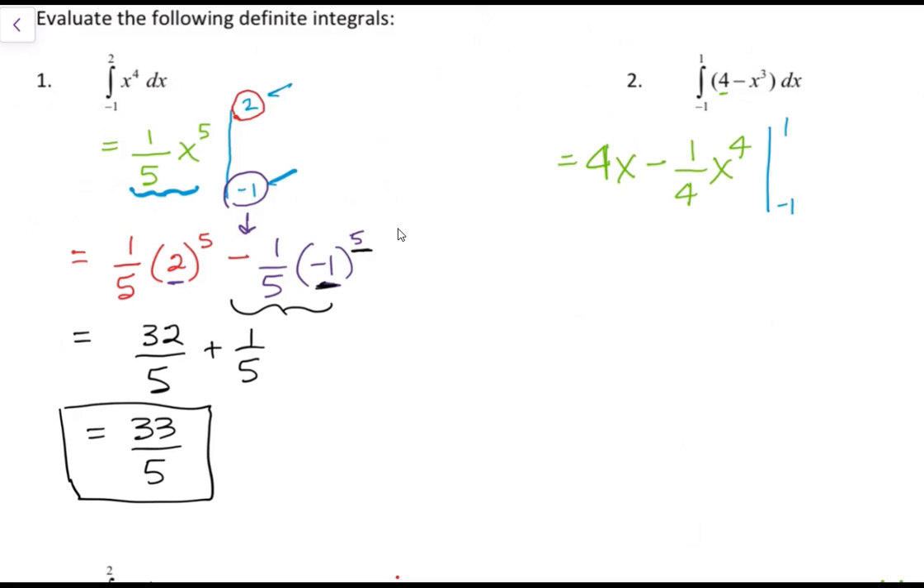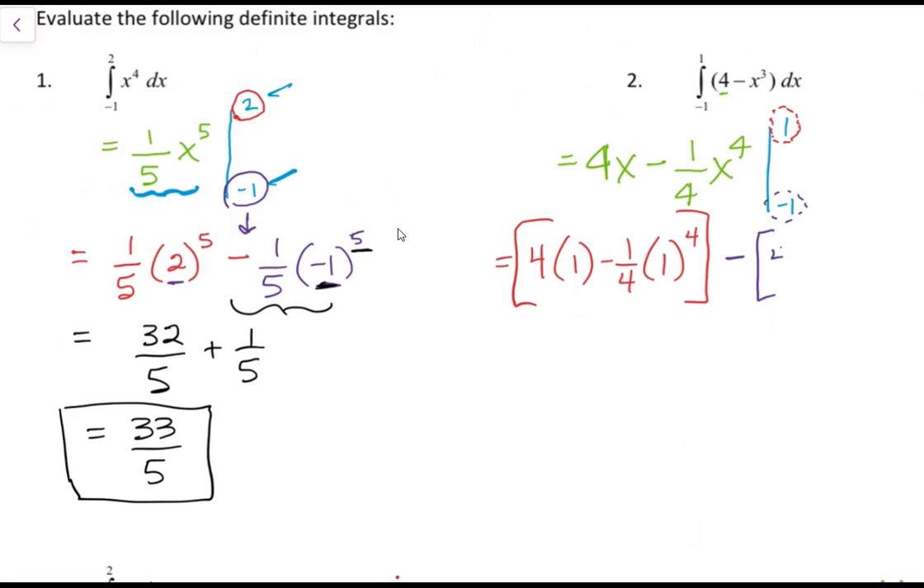Now we're going to put in our fundamental theorem of calculus by evaluating that at the upper limit, which would give me 4 times 1 minus 1/4, 1 to the 4th power. I'm going to put brackets around that because that's just plugging in that upper limit of integration, minus. Now I want to put in the lower limit of integration.